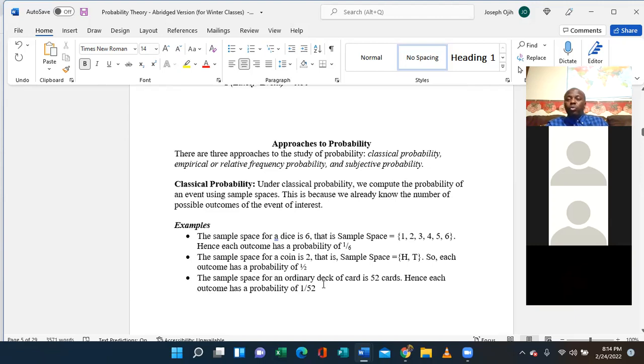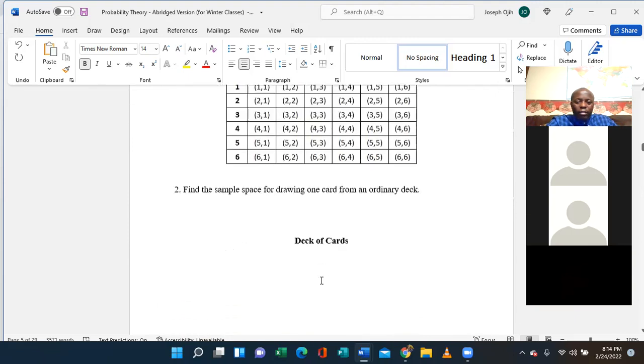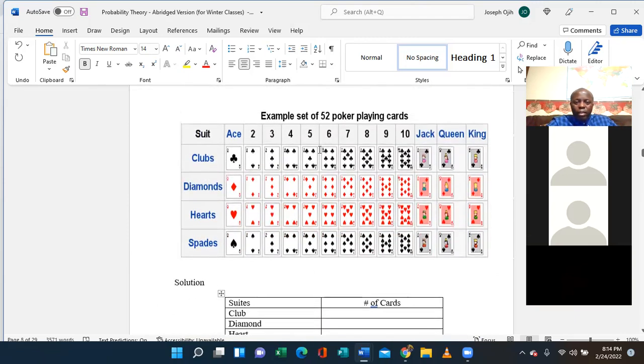The probability of tail showing up is 1 out of 2 because the coin has 2 sides. Now for the deck of cards, you all know how a deck of cards looks like. I think I have it somewhere. You can see right here, it's a deck of cards. So it has 52 cards on it.